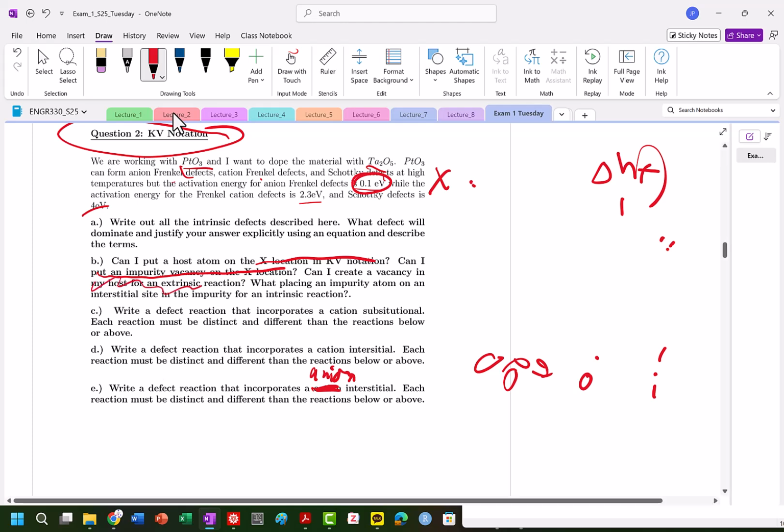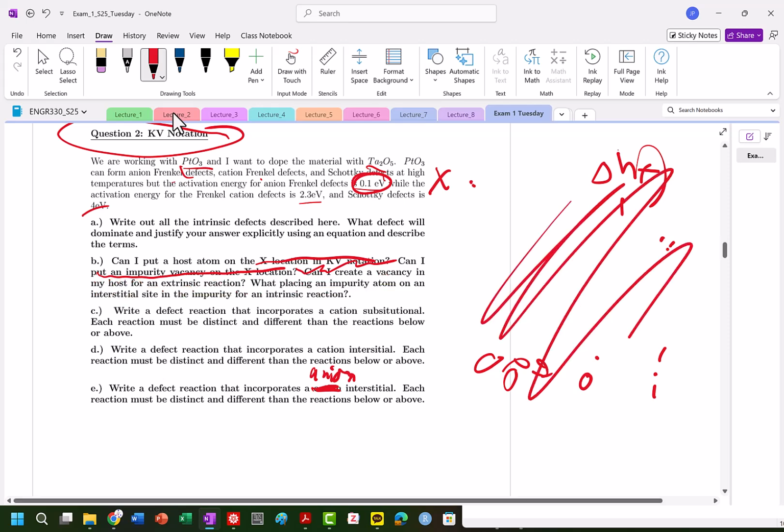Can I create a vacancy in my host for an extrinsic reaction? Yes, you can. What about placing an impurity atom on an interstitial site in the impurity for an intrinsic reaction? So that is not true. I can't put an impurity atom on an interstitial impurity site. There's no impurity actually at all for an intrinsic reaction, so that's just a nonsense statement. Excellent.